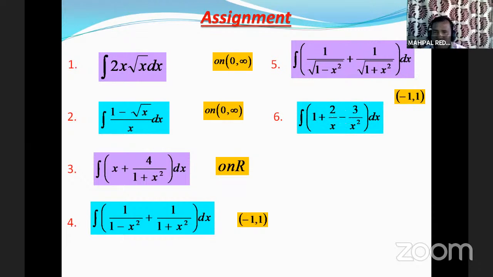Integration of 1 by under root of 1 minus x squared plus integration of 1 by 1 plus x squared dx. And the sixth one is integration of 1 plus 2 by x minus 3 by x squared dx.